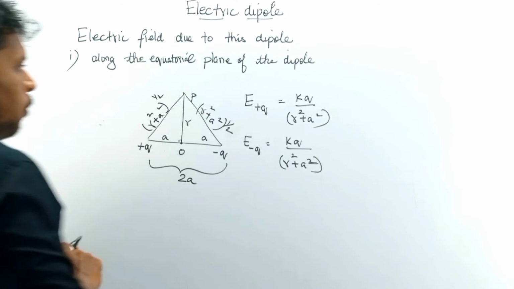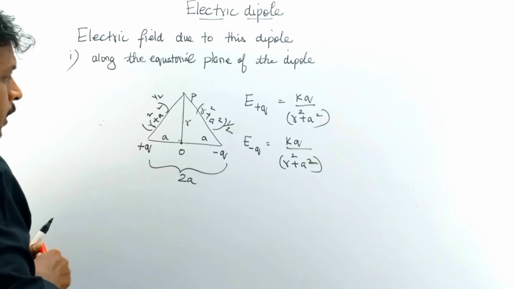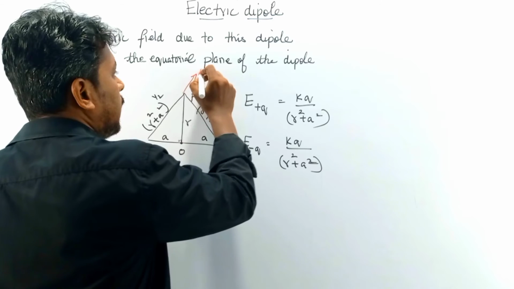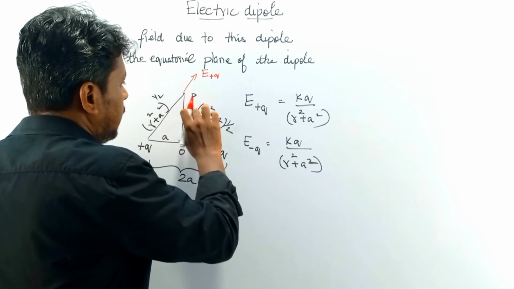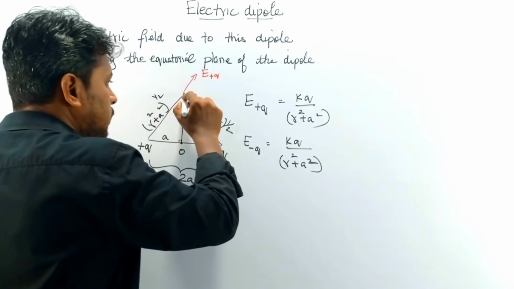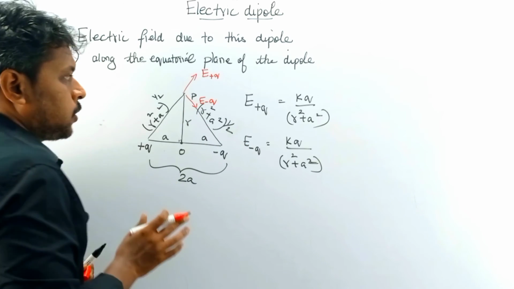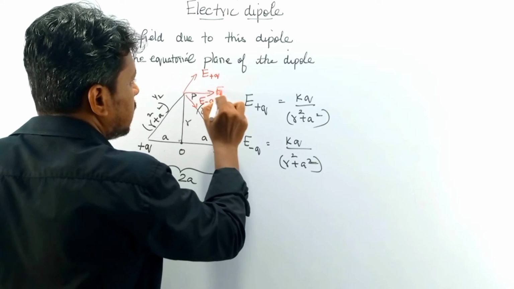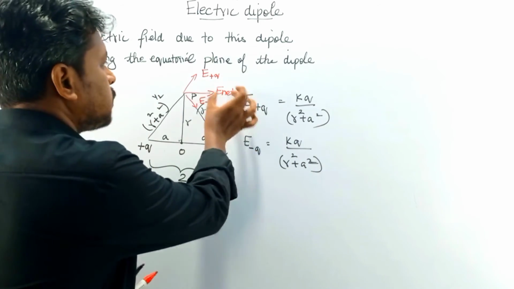Now, what is the direction of the electric field due to these charges at this particular point P? The direction due to plus Q will be outward, in this direction. This is E due to plus Q. Similarly, the E due to minus Q will be inverse. So from this we see the net electric field will be in this direction. This is E net. So what is the expression for E net?